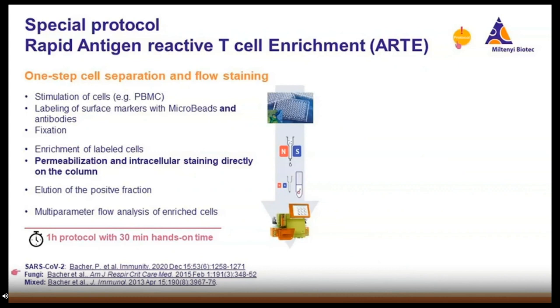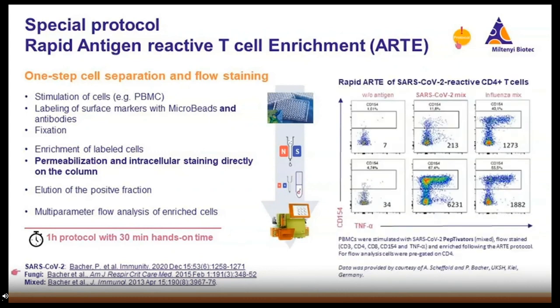So now we can also have a look at a virus-specific example where the Rapid ARTE protocol was applied. Here, PBMCs from a COVID-19 survivor or healthy donor were either stimulated with a mix of SARS-CoV-2 peptivators, or in this case, an influenza peptide mix as a control, or left untreated. And as seen in the middle panel, the rare SARS-CoV-2 reactive CD4 positive T cells could be successfully enriched via CD154 and then easily visualized using flow cytometry.